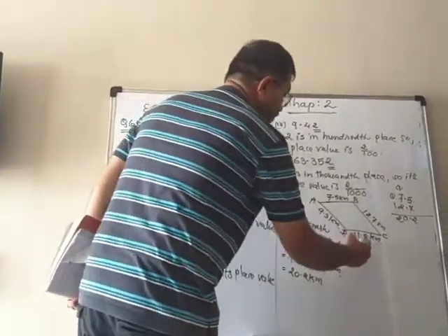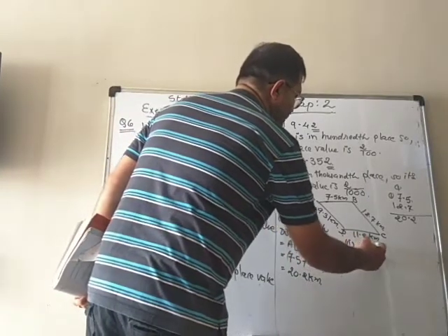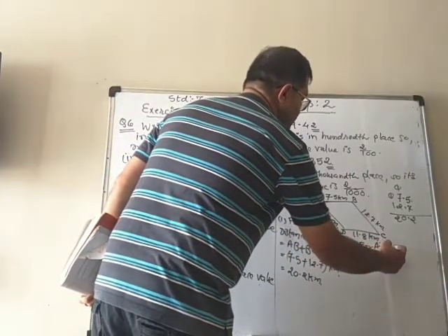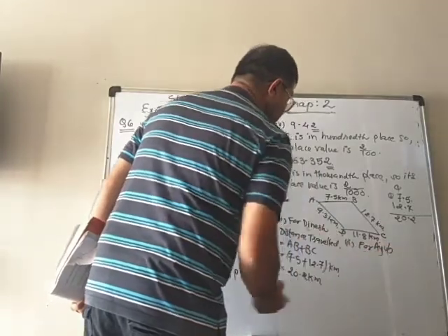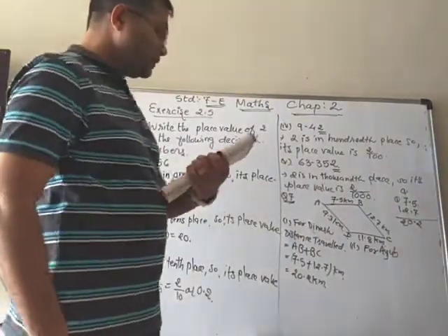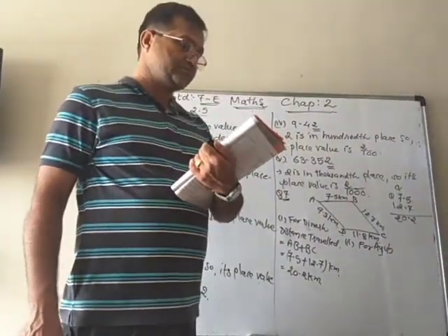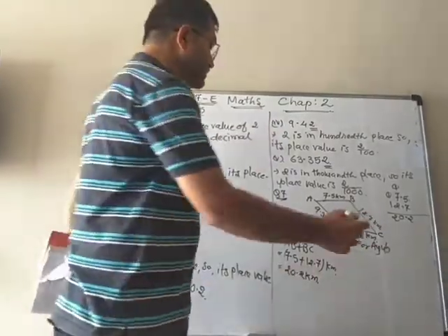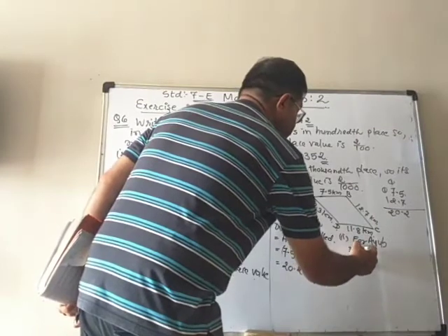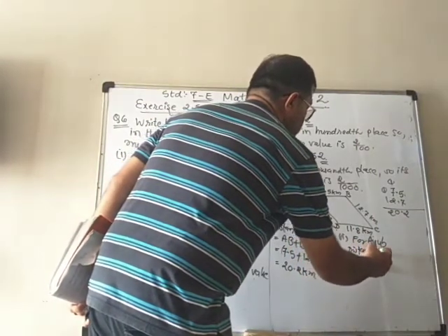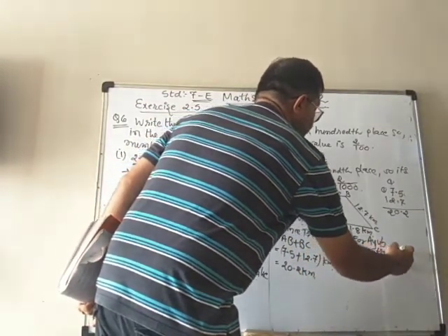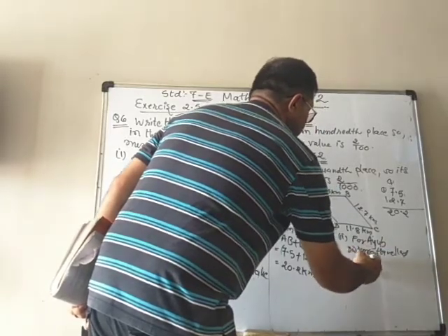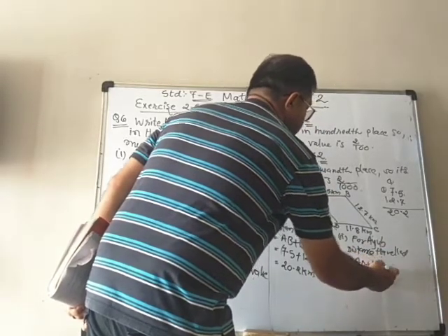Then we will find for Ayub. Now Ayub, how much did he travel? He started from place A to D and then D to C, means AD plus DC. Distance traveled is equal to AD plus DC.